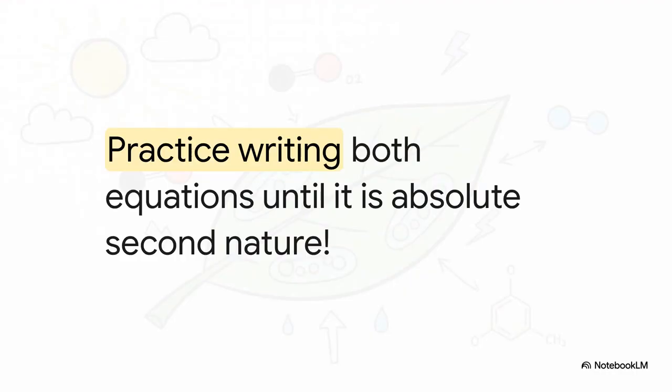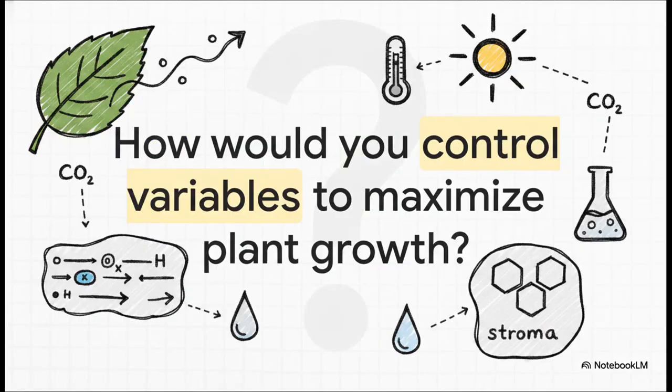Your ultimate preparation tactic. Drill these variables. Literally write out carbon dioxide plus water yields glucose and oxygen. Then map it directly to the symbols. 6CO2 plus 6H2O yields C6H12O6 plus 6O2. Honestly, just practice mapping these until writing both equations becomes absolute second nature. You've got this. I'm going to leave you with this final thought.